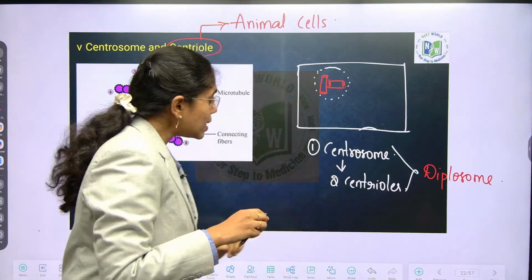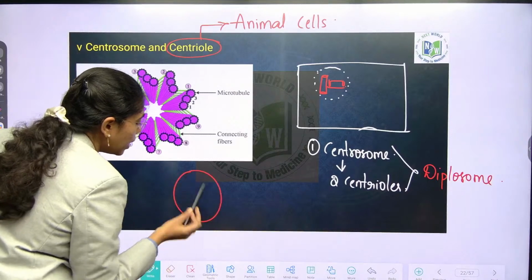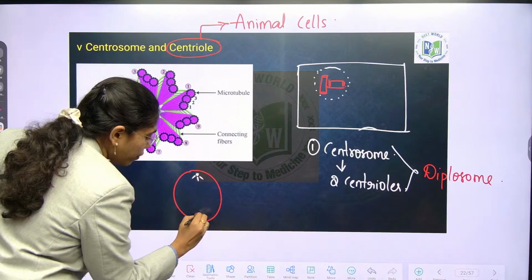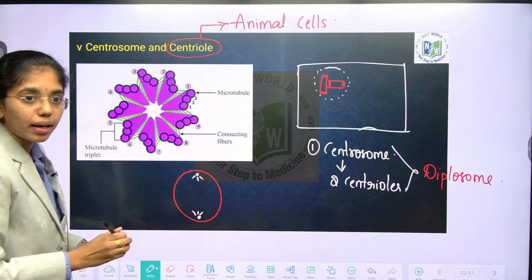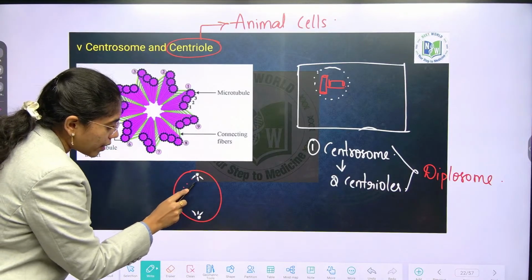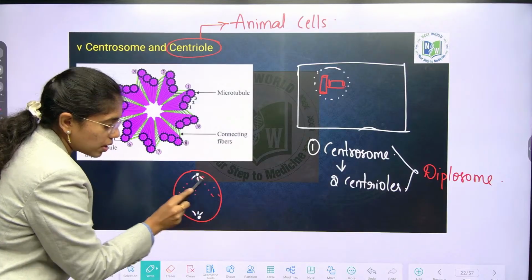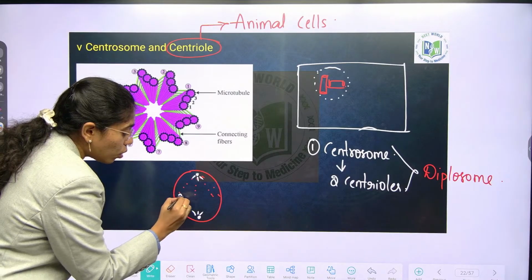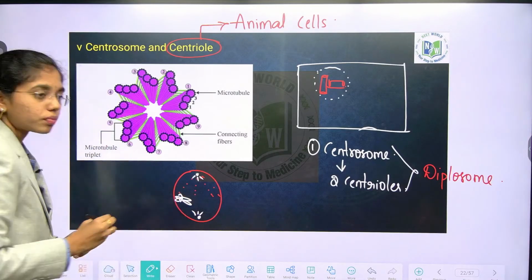So these centrioles, after duplicating, will move out to the opposite poles like this in the form of asters. Remember, these asters will radiate out the spindle fibers. These spindle fibers will be attached to the kinetochores of the chromosome.